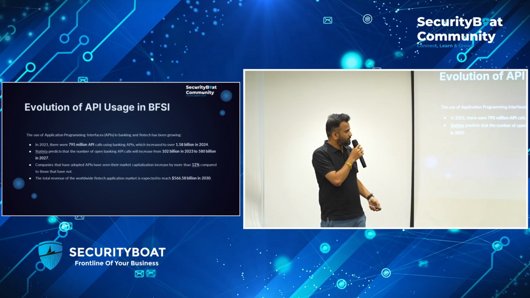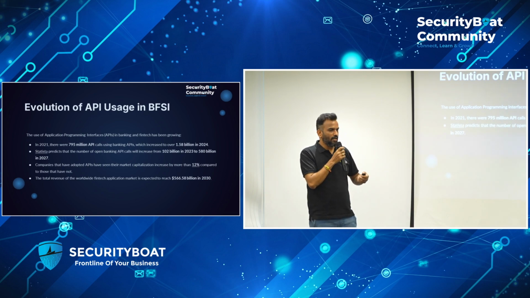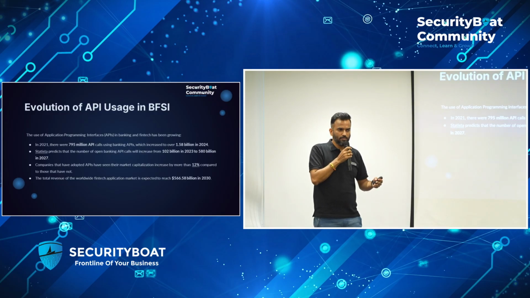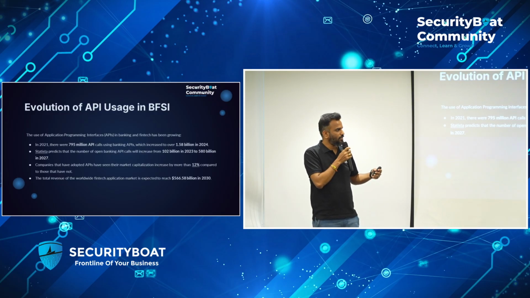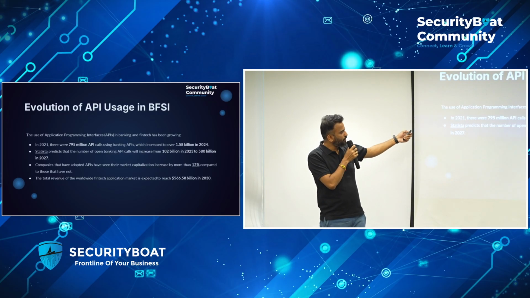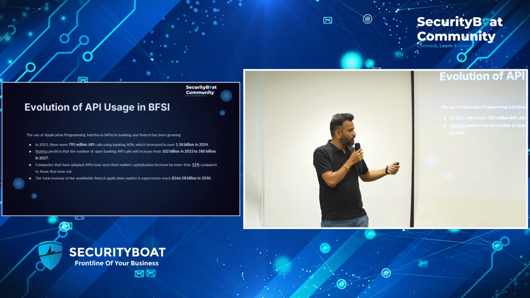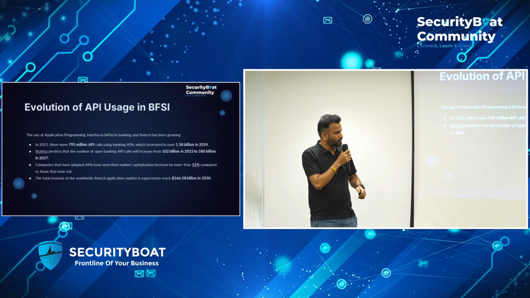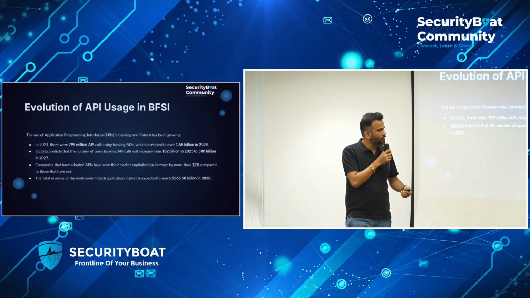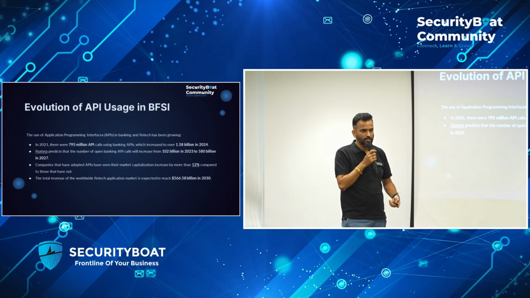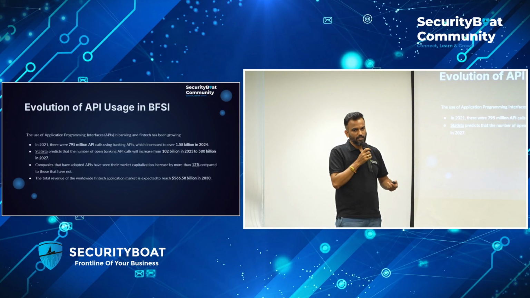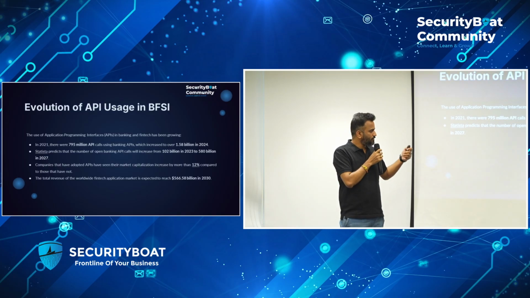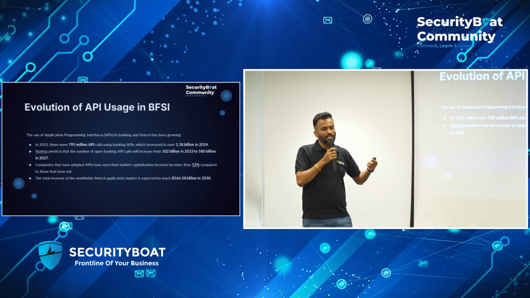So there is some data. I want to cover how the industry has grown over the last 10 years. If you see, in 2021 there were 795 million API calls using banking APIs, which has increased to 1.58 billion in 2024. So this is how much API power there is. Everyone is using it. If you see the number of calls, you can assume why we are covering this.